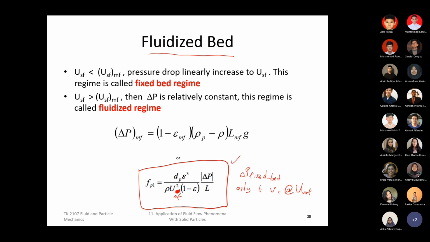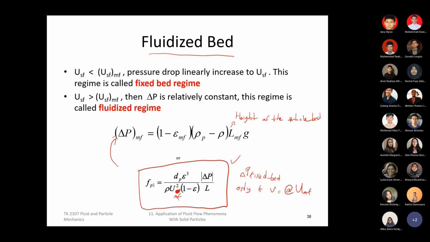Okay, the other alternative, depending on the available data, is you can also calculate using this correlation, where the delta P MF will be equal to 1 minus epsilon MF times the delta density times the length of the bed. So that's the height of the bed, the particle bed.